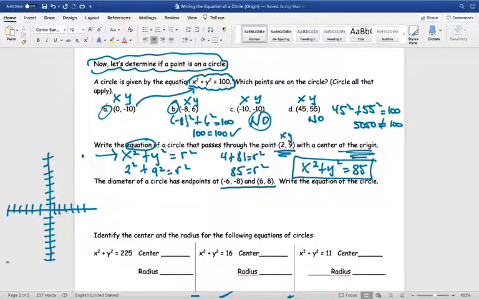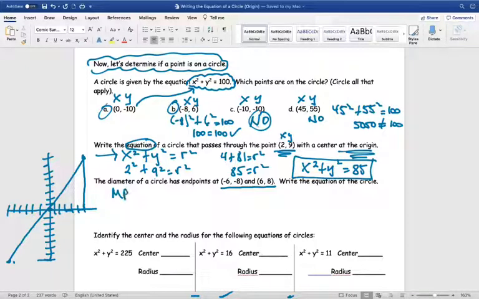So we've got a point over here. So this represents your diameter. Okay, I know that it goes through the origin because I go down 8 and over 6, and I go down 8 and over 6. Or I can think about it like this.